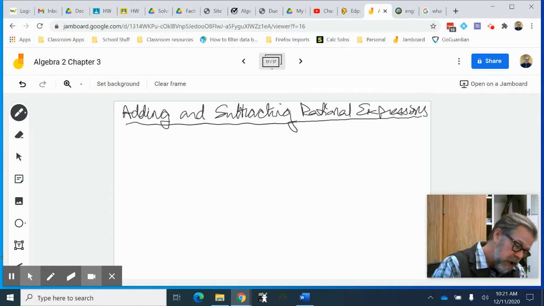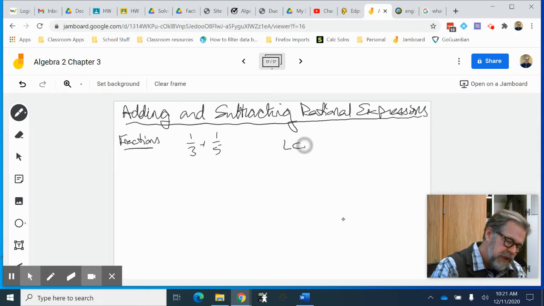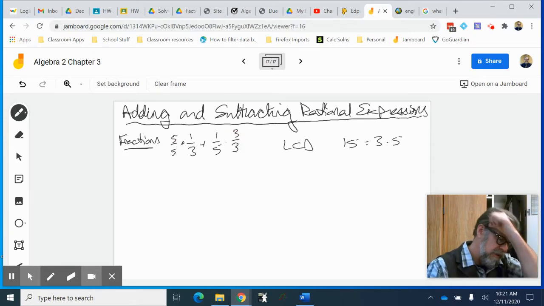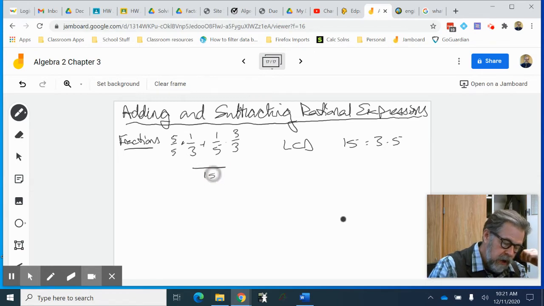So let's start with just the idea of adding and subtracting fractions as a refresher, because it may have been some time since we did this. So if I'm just dealing with fractions in general, let's say I've got 1/3 plus 1/5, I need a least common denominator, which in this case is going to be 15, or 3 times 5. And to get there, I'm going to multiply this by 5 over 5. I'm going to, excuse me, multiply this by 5 over 3. And then my common denominator is 15, and I've got 5 times 1 plus 1 times 3. This works out to be 8/15.